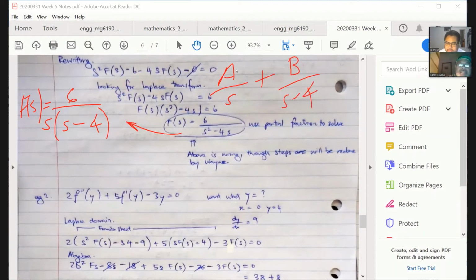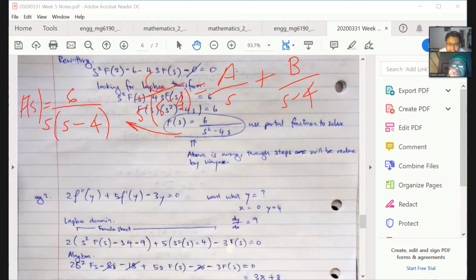I want 6 over s minus 4 to be equal to... We want to find some constants A and B so that that statement is true. Remember the partial fractions? I remember a little bit, but I'm relearning it as I'm getting refreshed.